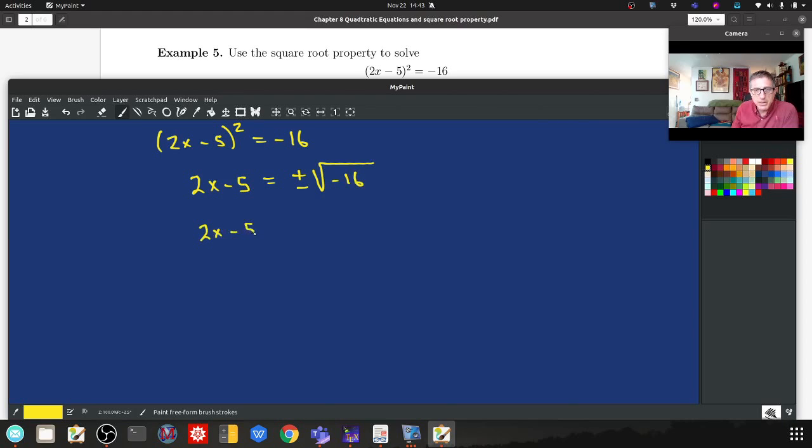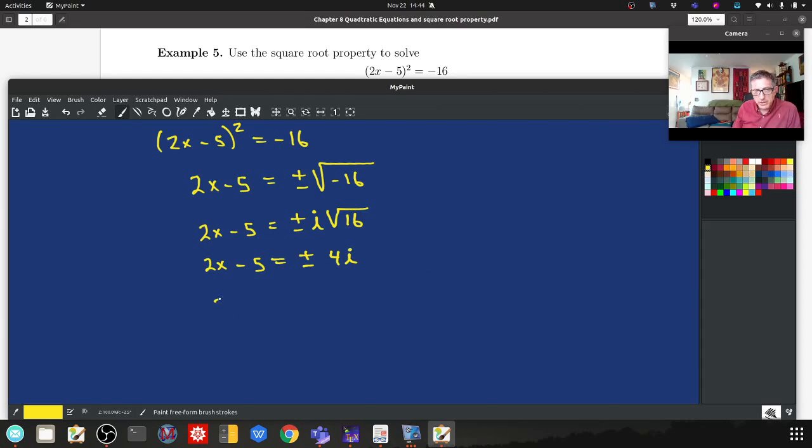But you probably know that the square root of minus 16 is i times the square root of 16, from a property that we developed when we looked at complex numbers. So that's 2x minus 5 is equal to plus or minus i times 4, which we normally write as 4 times i.